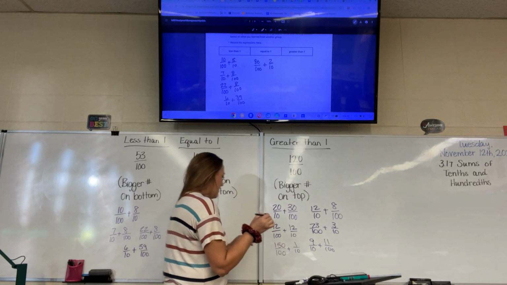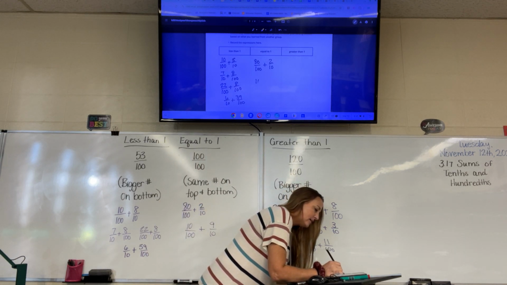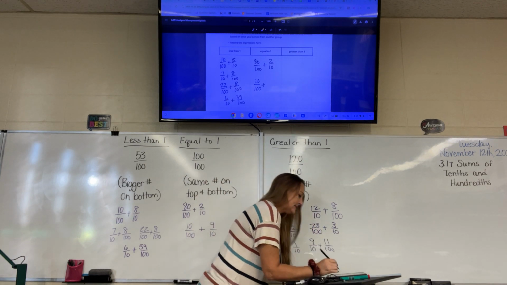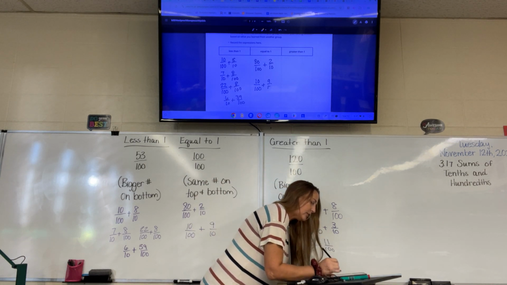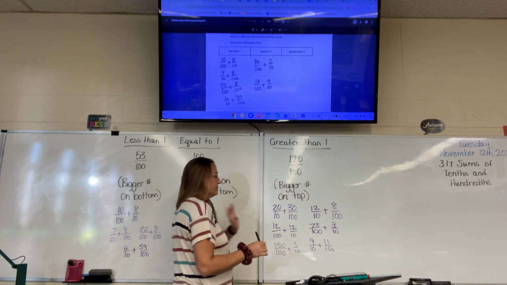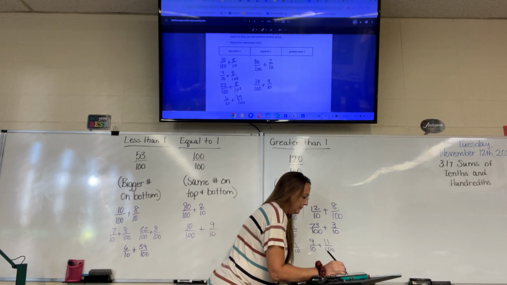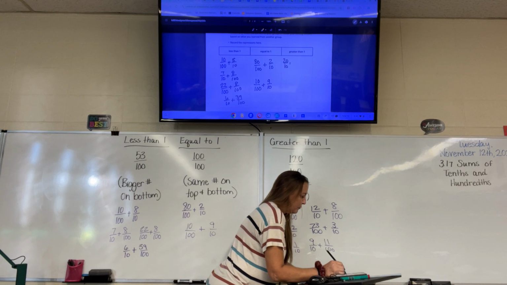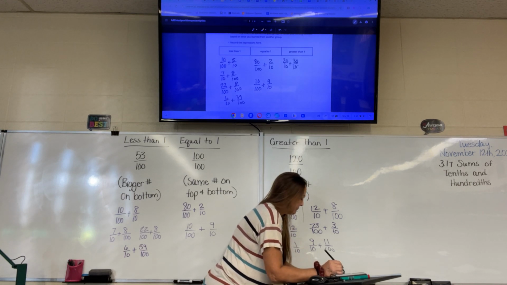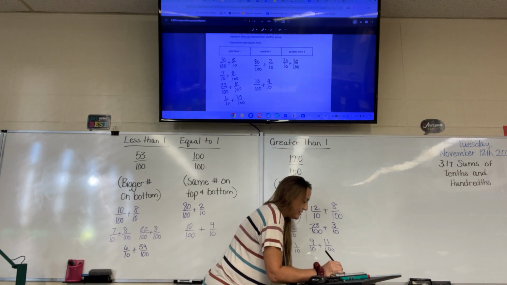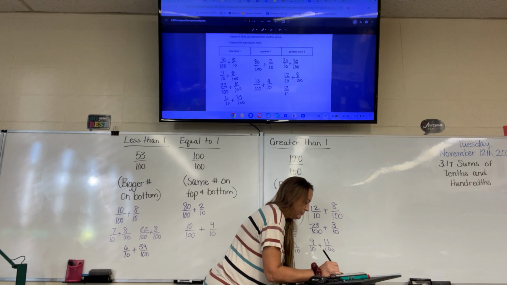And double check you have all these. 10 hundredths plus, what was it? 9 tenths. And then greater than, we have 20 tenths plus 30 hundredths. And then we have 12 tenths plus 8 hundredths. And then we have 12 hundredths plus 12 tenths.